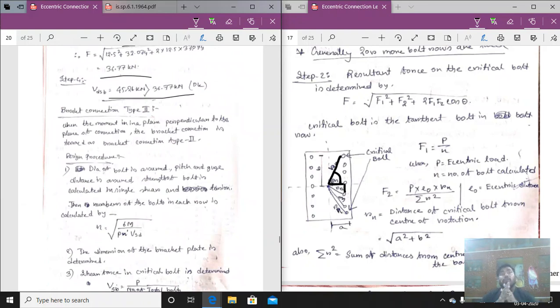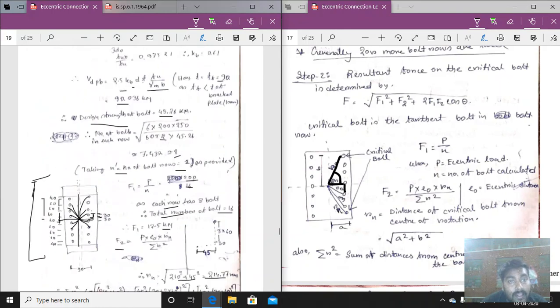This is a very easy process to calculate the design strength, the design of the normal bracket connection type 1. Now coming to bracket connection type 2. When the moment is in the plane perpendicular to the plane of the connection, bracket connection type 2 is selected, as it is written here.